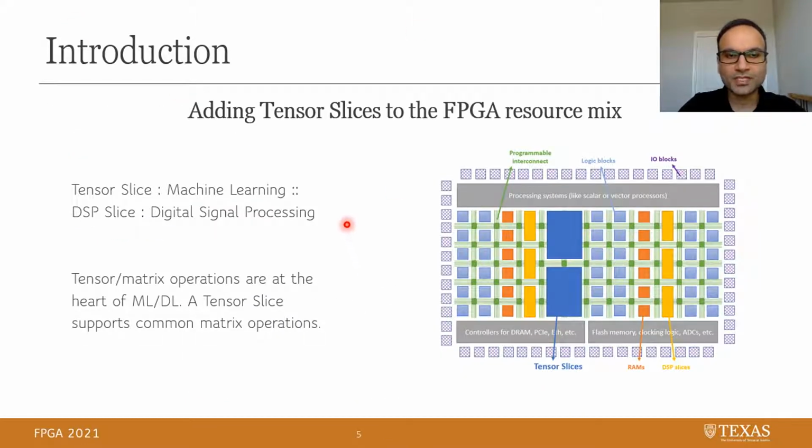To answer that question, we propose adding tensor slices to the FPGA resource mix. A tensor slice is to machine learning just like a DSP slice is to digital signal processing. Tensor or matrix operations are at the heart of ML and DL, and a tensor slice supports all of these common matrix operations. On the right picture, these blue blocks are tensor slices, which have been added to the resource mix of the FPGA.